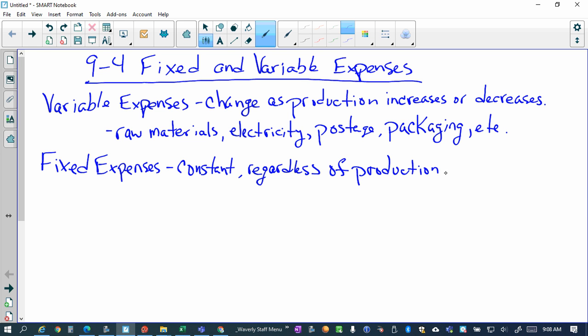Okay, so one day they don't make any widgets for that entire day, they still have expenses. What could some of those be? Maybe they don't own the building that they're operating out of, right? Maybe they rent it or lease it. They still have to pay that every month, so rent or lease payments, right? It doesn't make a difference how many widgets you make. So I've got to pay that every month.